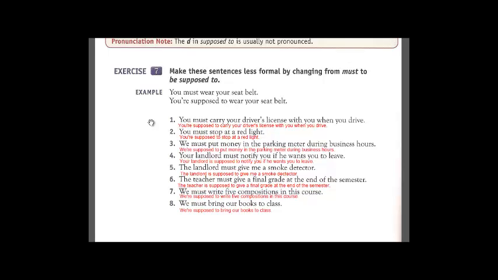Number 6. The teacher must give a final grade at the end of the semester. The teacher is supposed to give a final grade at the end of the semester. Number 7. We must write 5 compositions in this course. We're supposed to write 5 compositions in this course. Number 8. We must bring our books to class. We're supposed to bring our books to class.